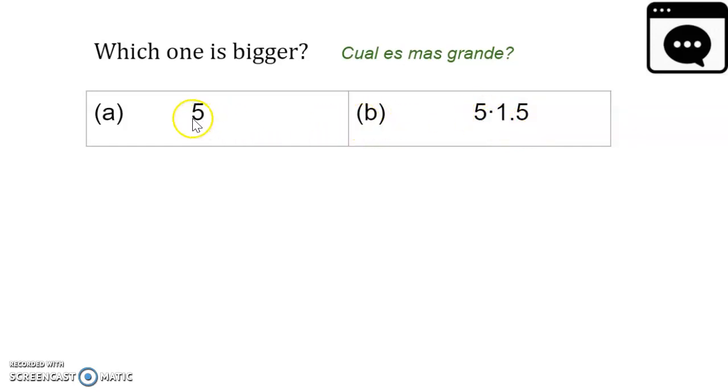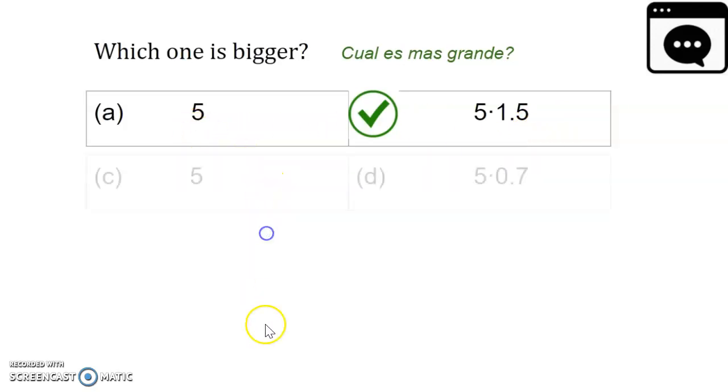Okay, so the question is, is 5 going to be bigger, or is 5 times 1.5 going to be bigger? Which is the bigger number? And the bigger number is 5 times 1.5. If you actually use a calculator, you'll get 7.5 as your answer. And 7.5 obviously is bigger than 5.